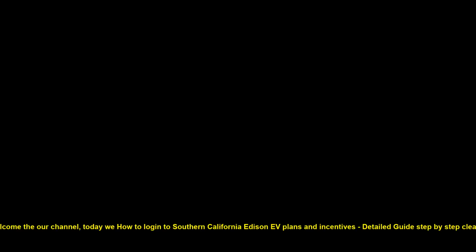To begin the login process for Southern California Edison EV plans and incentives, open your preferred web browser. In the address bar, type in the URL www.sce.com and press enter. Once the home page loads, locate the login button at the top right corner of the page. Click on the login button.